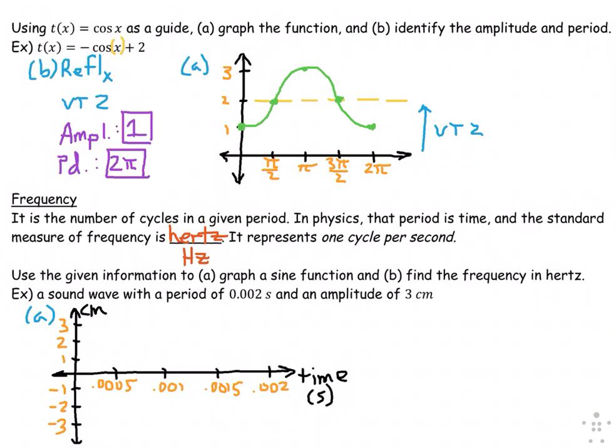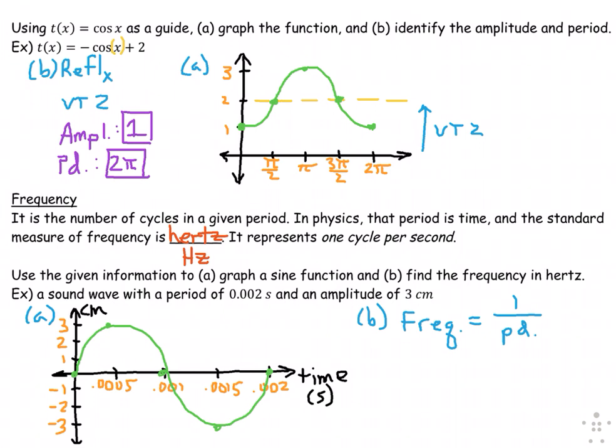And it's sine, so I start at 0 and then go up the amplitude, back to the axis, down to the amplitude, and back to the axis. And that completes our sinusoid graph that represents the sound wave propagating through space, where it takes 0.002 seconds for it to cycle or to repeat again, and its amplitude or intensity has enough energy to make this distance 3 centimeters.